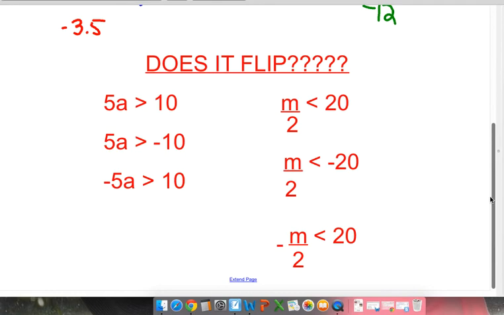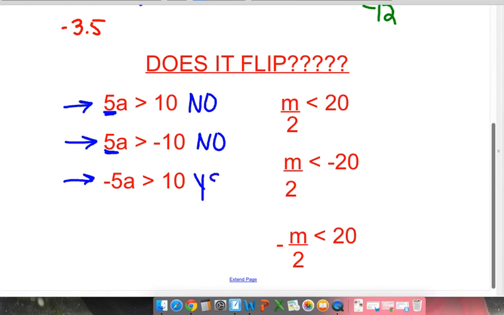All right, let's work through the left-hand column. 5a is greater than 10. Does this sign flip? No. Because he's positive. How about the next guy? Now we're looking here. 5a is greater than negative 10. Does that sign flip? No. Do you know why not? Because that is a positive number. Okay, look at the third one down. Negative 5a is greater than 10. Does that sign flip? I hope you said yes, because that is a negative number attached to the a, a negative coefficient.